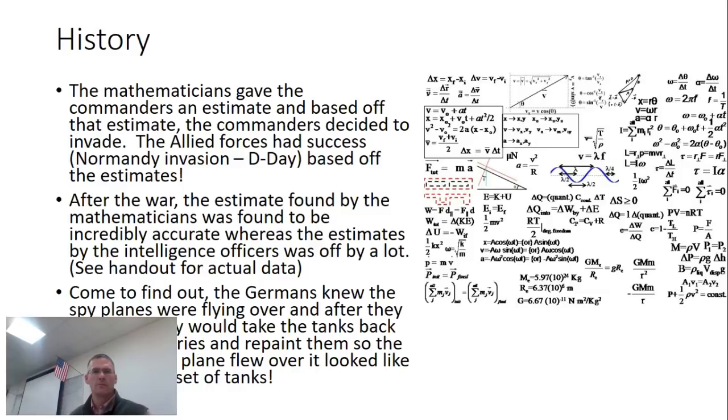They were successful. So based off the math that the statisticians had put together, the Allied forces were successful and they won the war. After the war, they went into occupied Germany, and they were actually looking at the number of tanks that Germany had, and sure enough, the statisticians were actually really, really close.